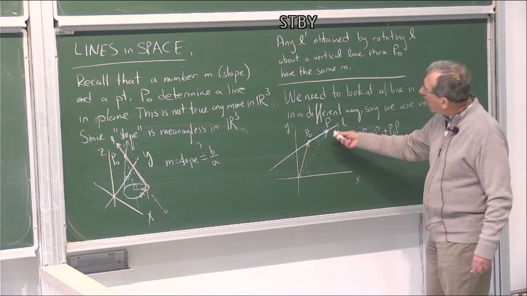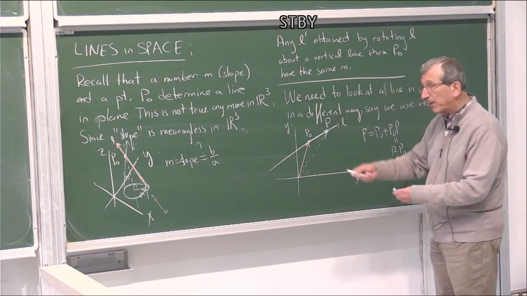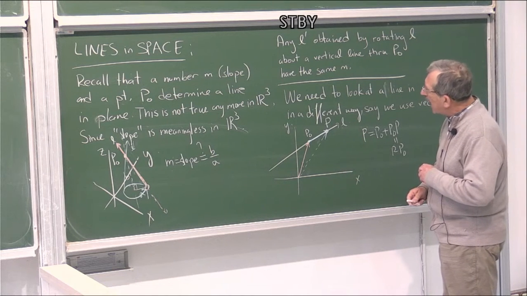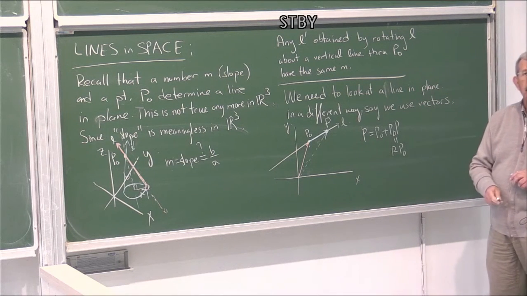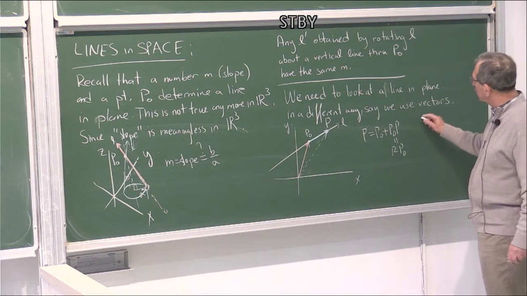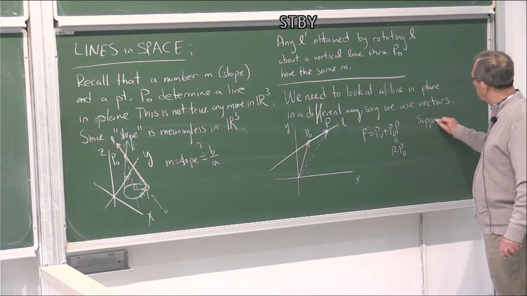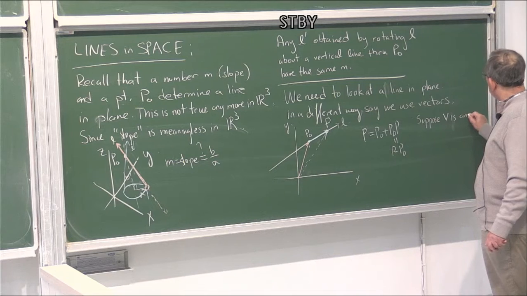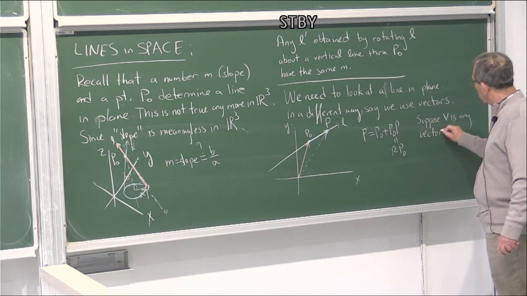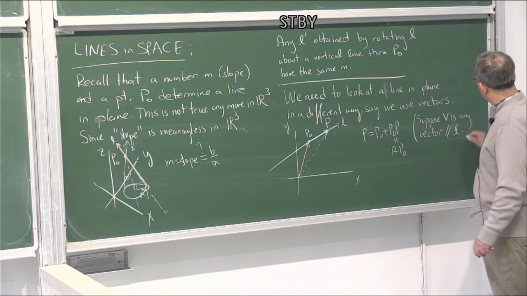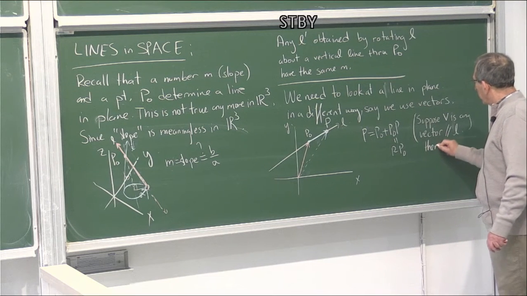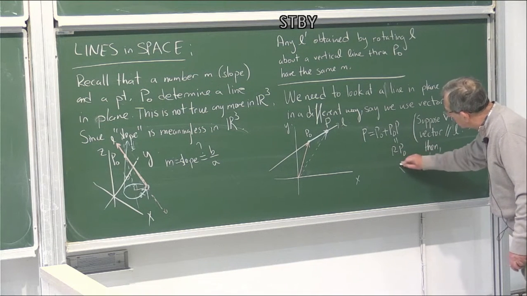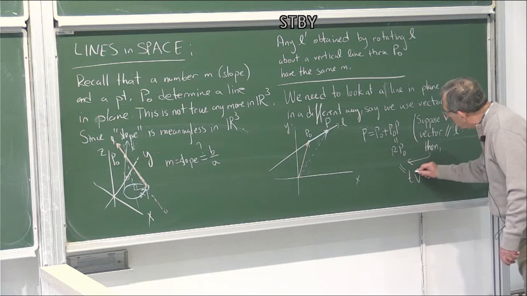Now, I don't want to use slope as a number, but I can use it, as we observed a few minutes ago, as a vector parallel to L. So suppose V is any vector parallel to L. Then we see that P0P can be written as a multiple of this V.